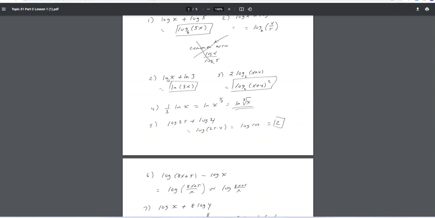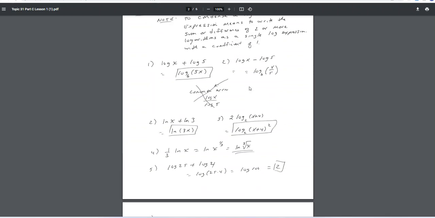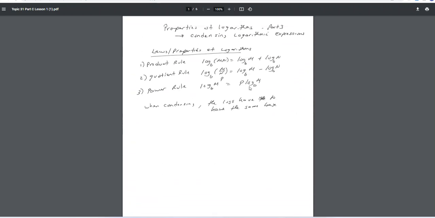So for example, you went from natural log x plus the natural log of 3, which is the same thing when condensed as the natural log of, in parentheses, 3 times x. 2 times the log of x plus 4 base 2, condensed is log of (x plus 4) squared base 2. And so you're going to learn this. Make sure you look at the video. The video explains this. You do this by using these properties of logarithms here. The product rule, quotient rule, and then the power rule.